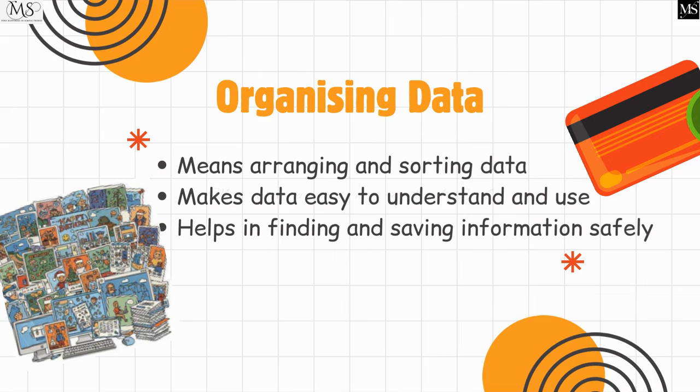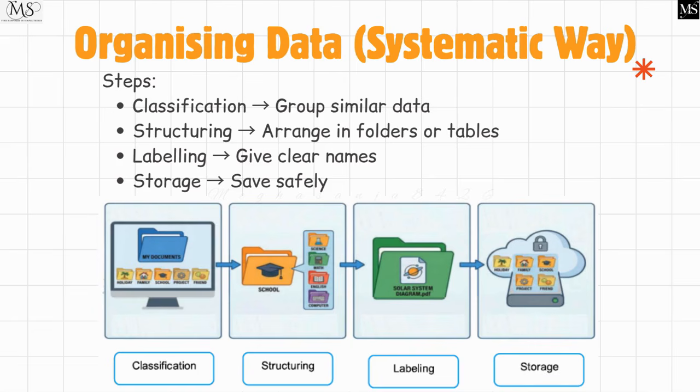Organizing data means arranging and sorting data, makes data easy to understand and use, helps in finding and saving information safely. Organizing data, systematic way, steps. Classification: group similar data. Structuring: arrange in folders or tables. Labeling: give clear names. Storage: save safely.